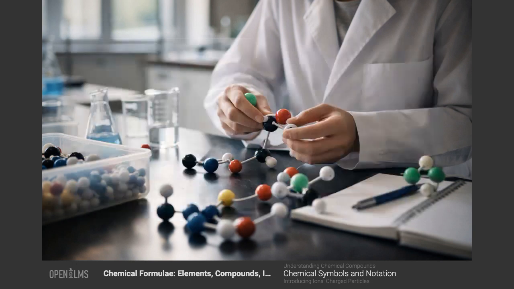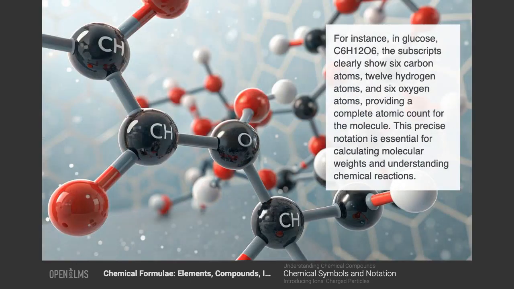For instance, in glucose, C6H12O6, the subscripts clearly show 6 carbon atoms, 12 hydrogen atoms, and 6 oxygen atoms, providing a complete atomic count for the molecule. This precise notation is essential for calculating molecular weights and understanding chemical reactions.